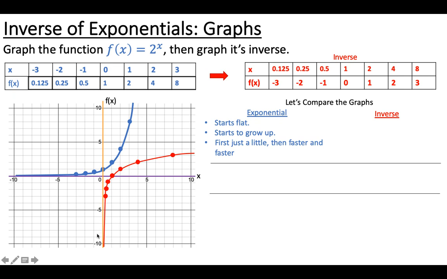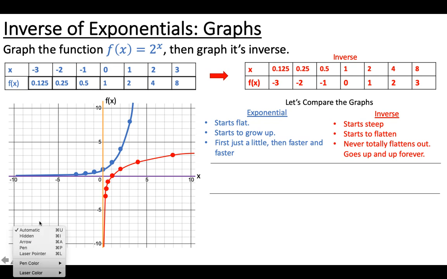So now I want to compare that to what the shape of the red one is. The red one does not start flat, right? It starts out very steep. It's going up very fast at the beginning. And then what happens? It starts to flatten. It slows down a little bit. Something that's very, very important, and I think I'm actually going to circle this, is that it never totally flattens out. It keeps going up and up and up forever. Okay, so that's very important, that it never totally flattens out.